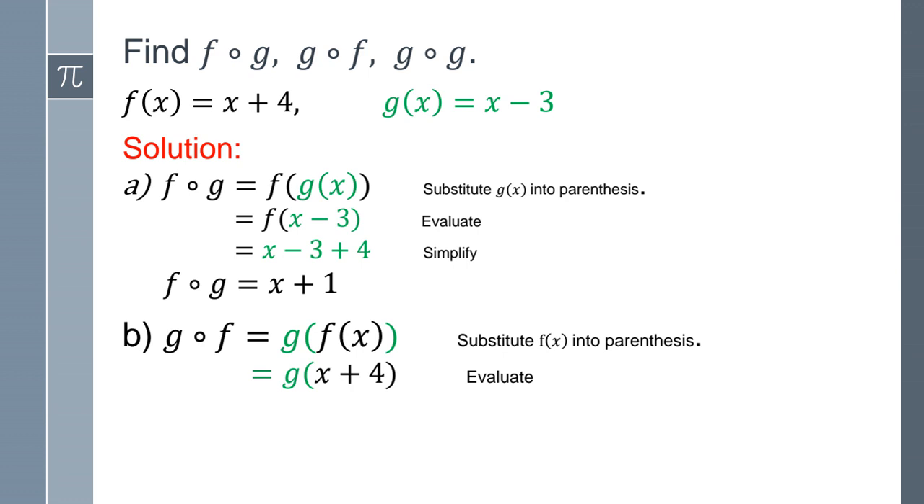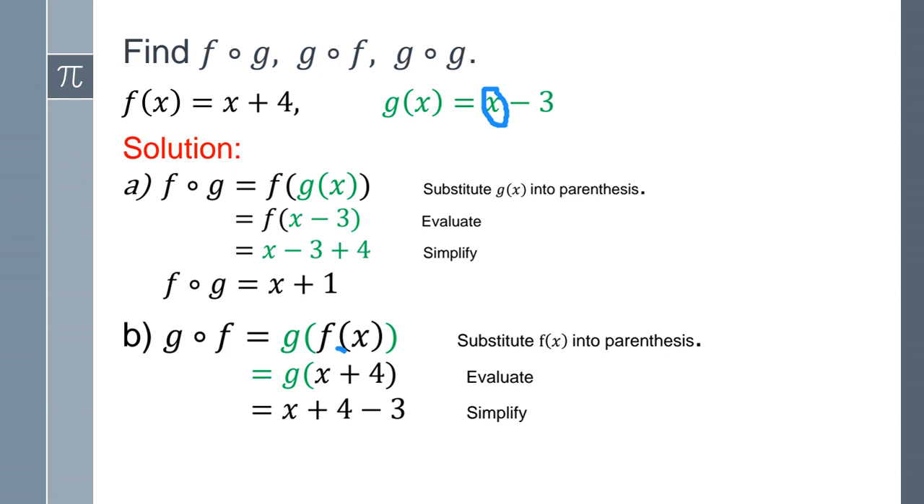Like it says here, I'm going to substitute f of x into the parentheses and then I'm going to evaluate. So I'm going to go to my g function and plug in x plus 4 for every x. I don't know if you guys can see my mouse, but here's what I'm talking about. You see, this is my x, right? So I'm going to plug in x plus 4 for every x. Here's my x plus 4.